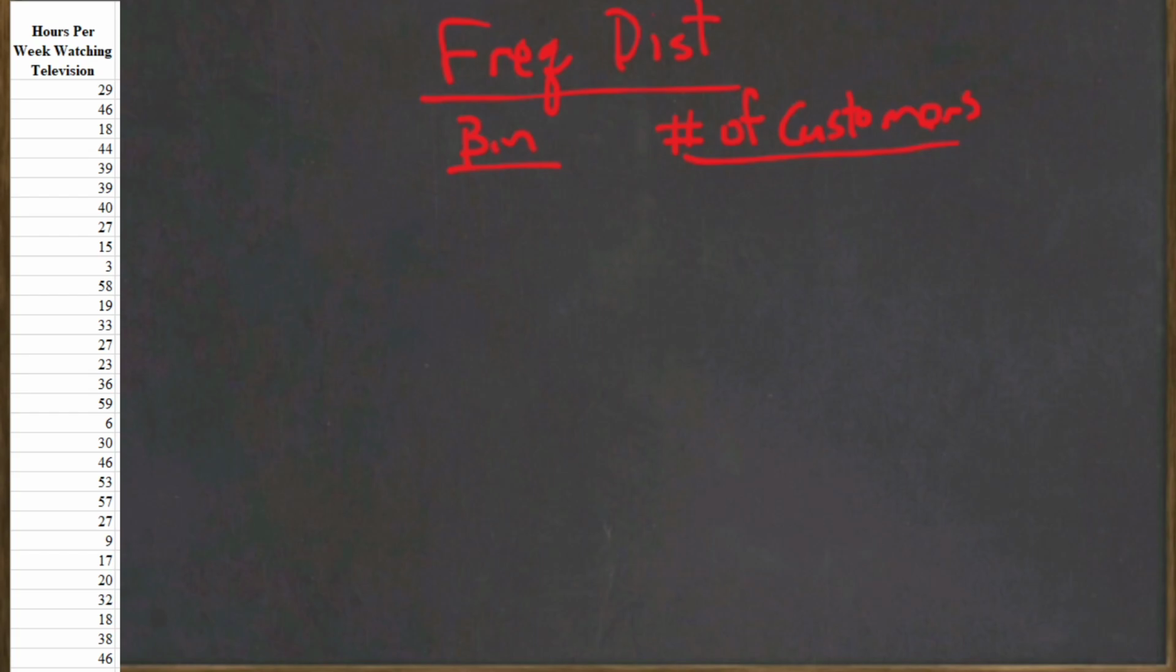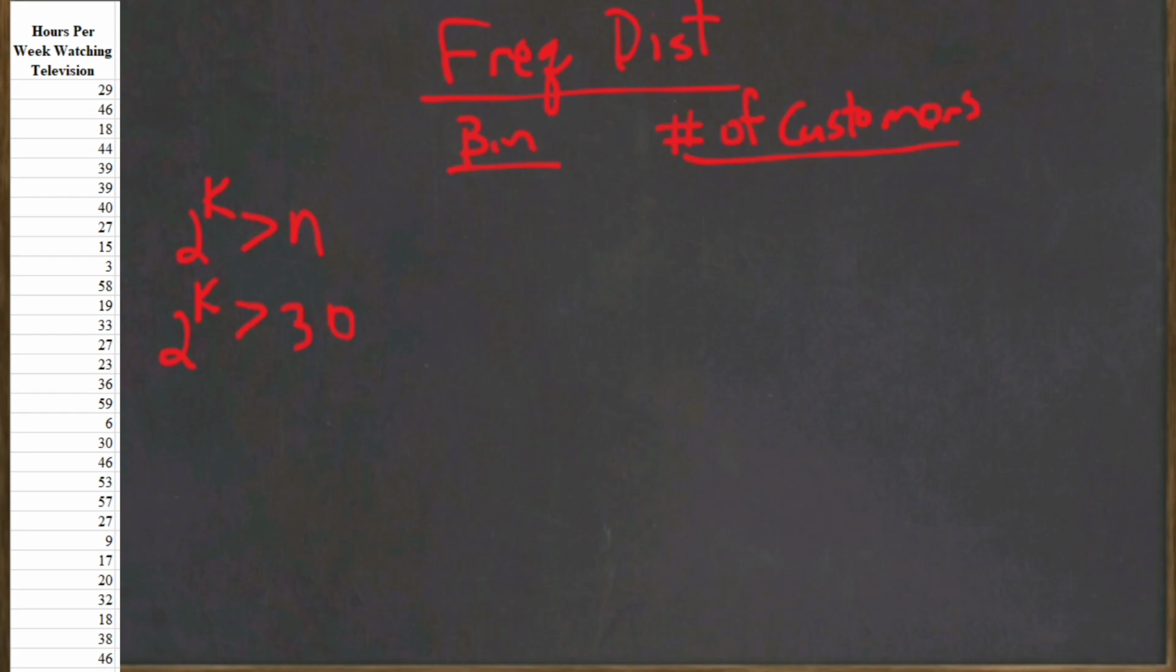So that rule of thumb is based around the idea that we want 2 raised to the power k to be greater than n, where n is the number of observations. So in our case, I think we have 30. We have 30 customers in our data set, so we have 30 observations with regards to hours per week watching TV. So we want 2 raised to the power k to be greater than 30, where k is going to be the number of bins.